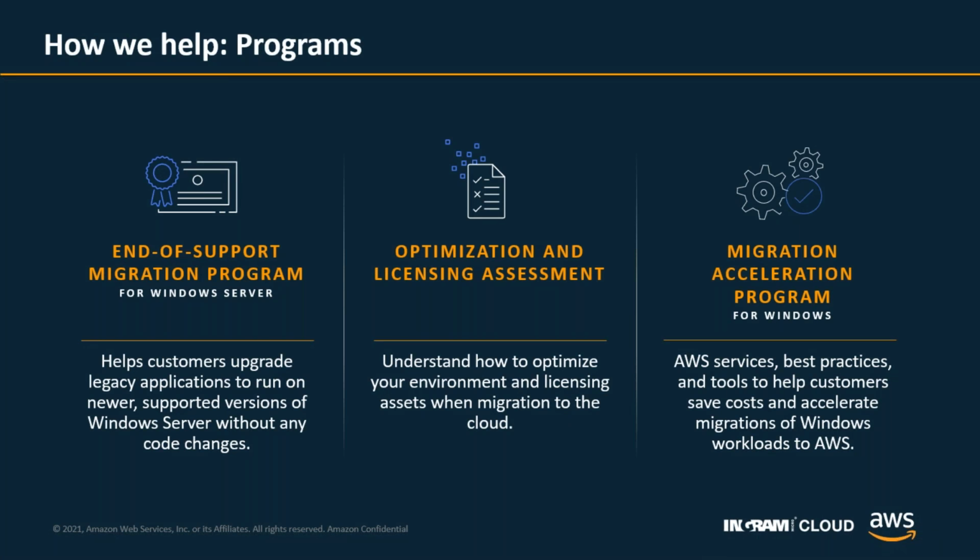So here are a few things that you can leverage with Ingram Micro and AWS to help you move those Windows workloads. There's the end of support migration program, which is really aimed at helping customers move into AWS when they're at end of support, to get some continuity and carry on getting support for those servers.